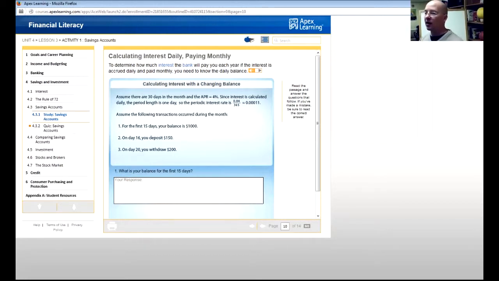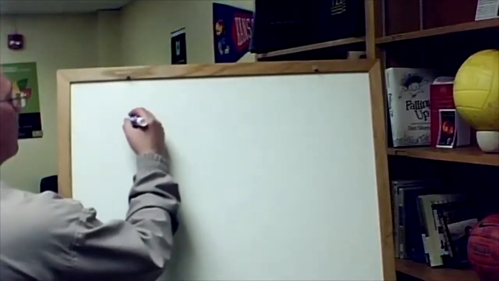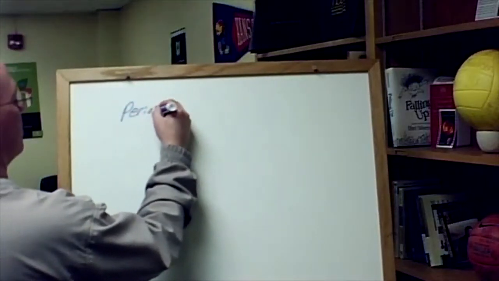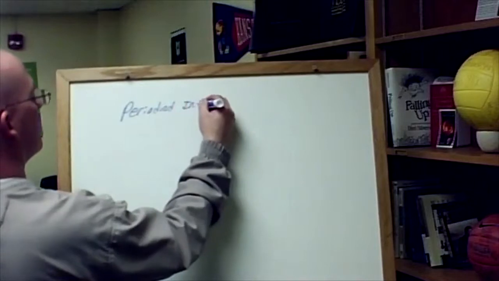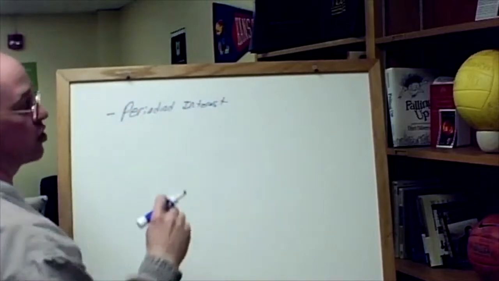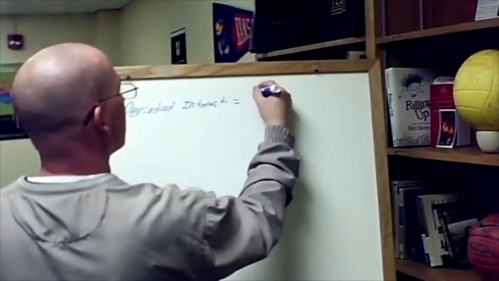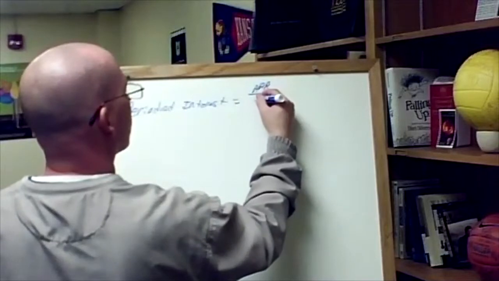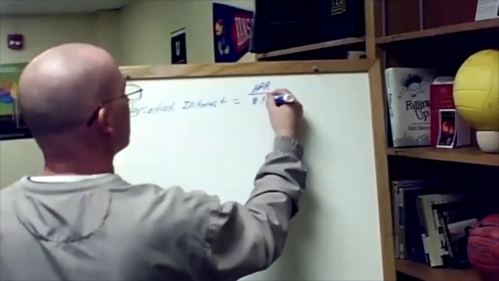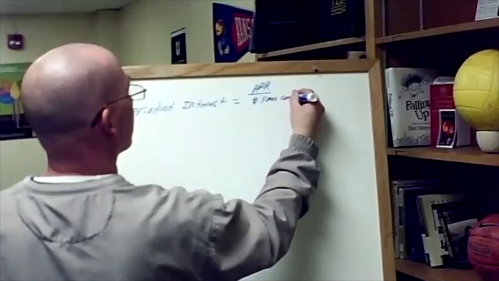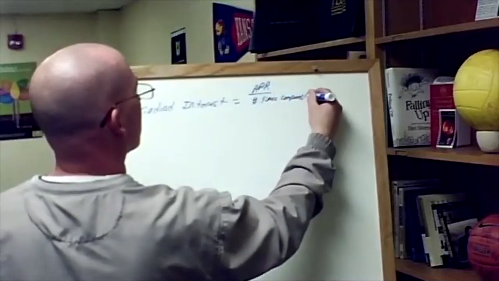I'm going to go back and get out of this screen share and just verbally go over this. You can go to page 10 and look over this, but I'm going to go over this step by step. So the first thing you have to do is the periodic interest rate, which they already did for you, but you're going to have to actually do it in the problem. It equals APR over the number of times it compounds per year.